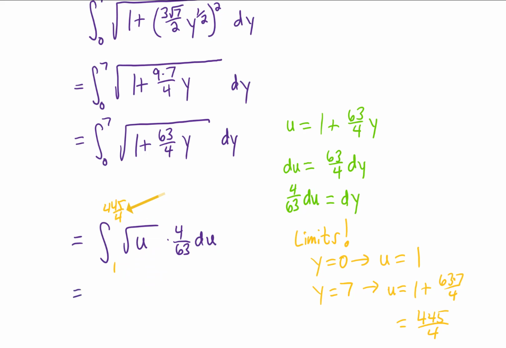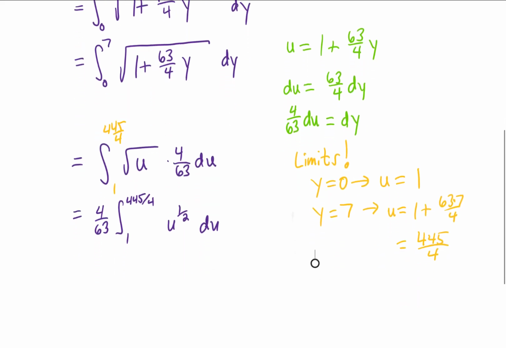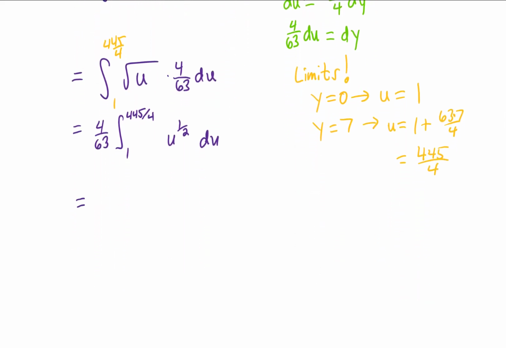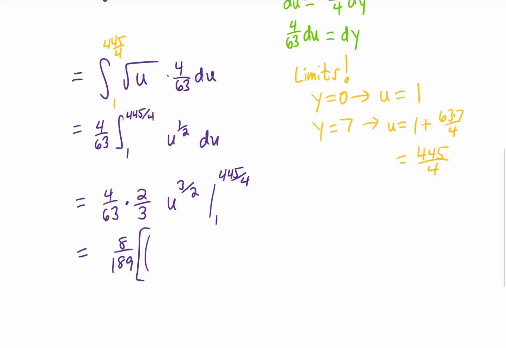Well, okay, we can pull that 4/63 out of the integral. I'll call the square root of u u to the 1/2 power. And then to integrate, we just need to add 1 to that power of u, and we divide by that 3/2, which is the same thing as multiplying by 2/3. I'm not seeing any cancellations here, so I'm just getting 8/189. And plugging in our upper and lower limits of integration gives us this as our final answer.